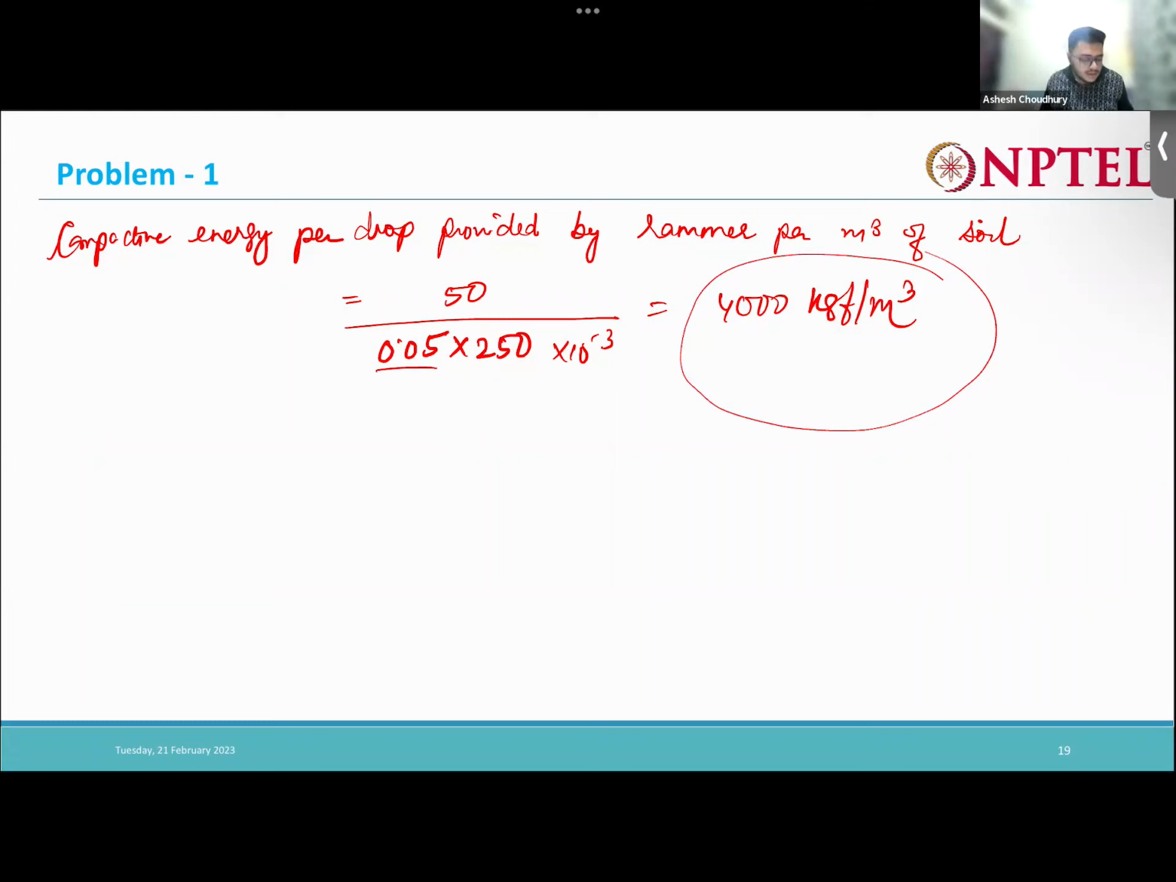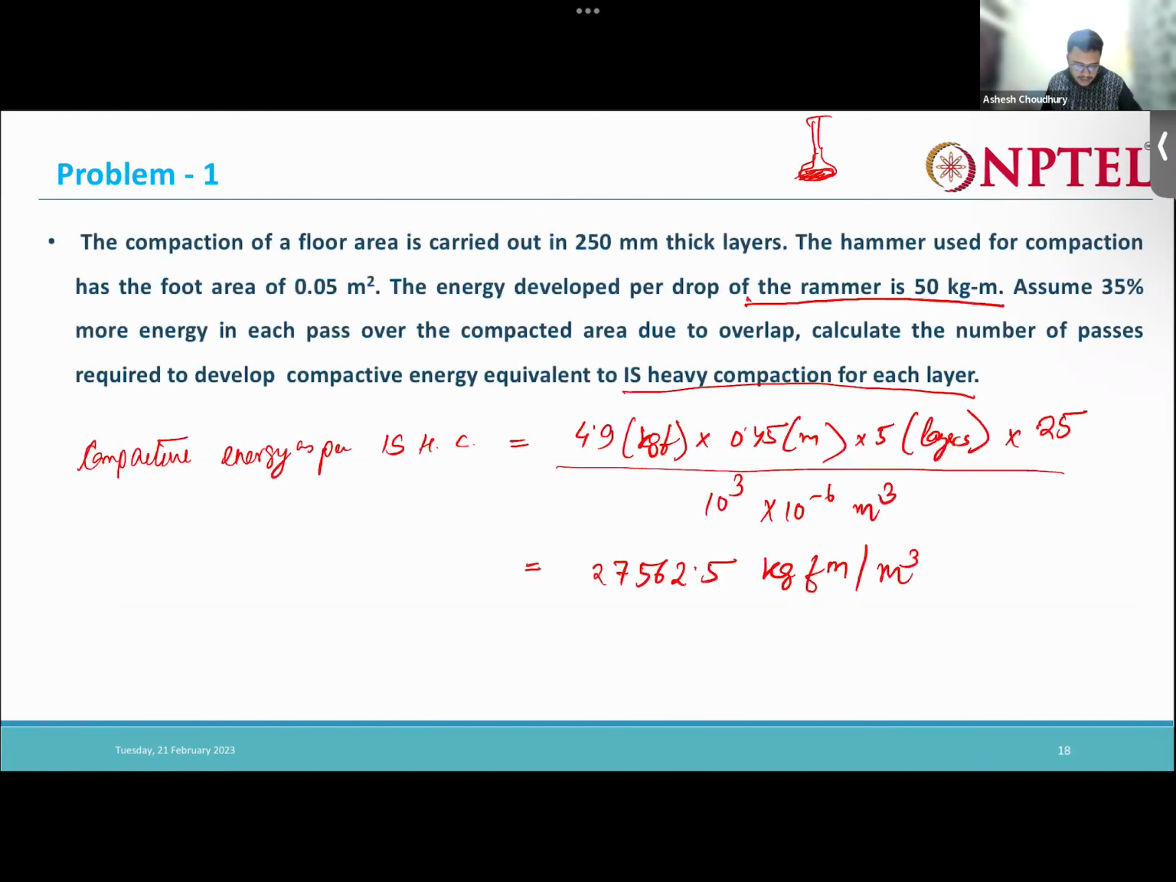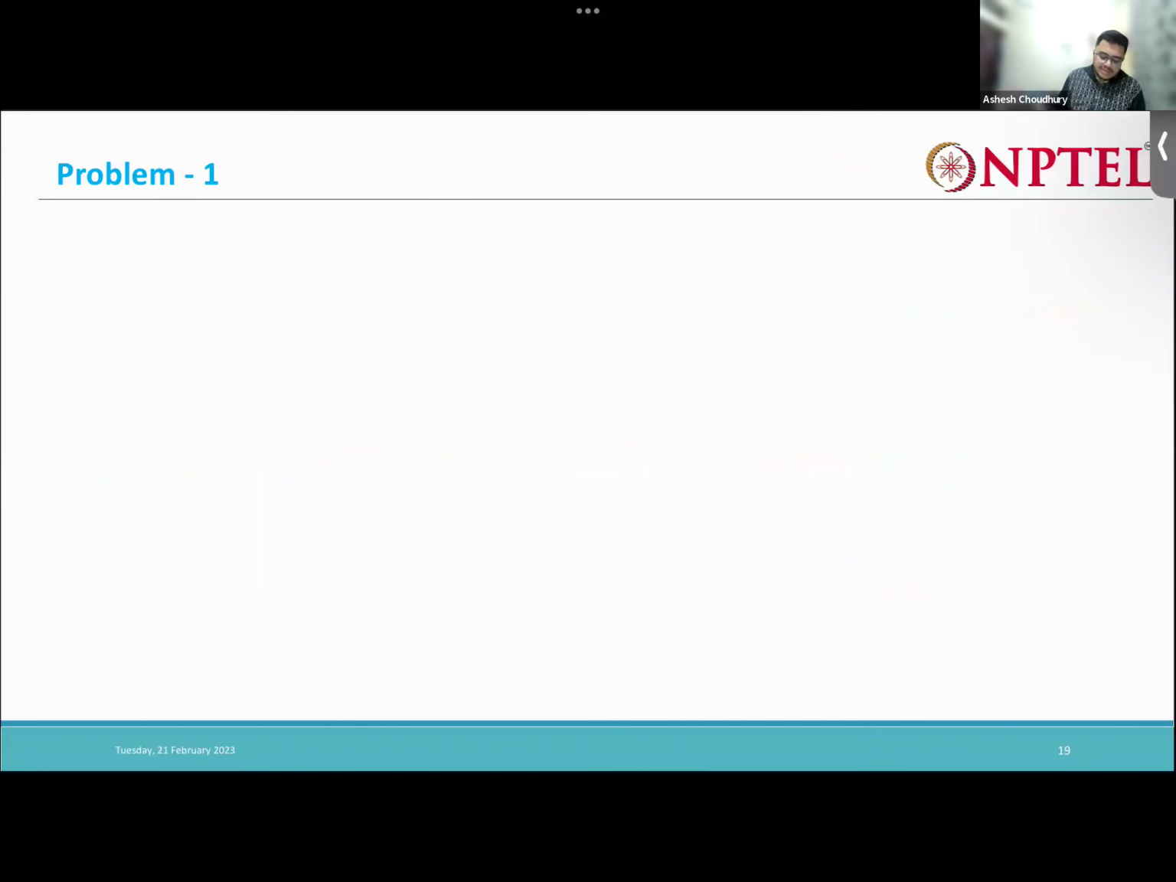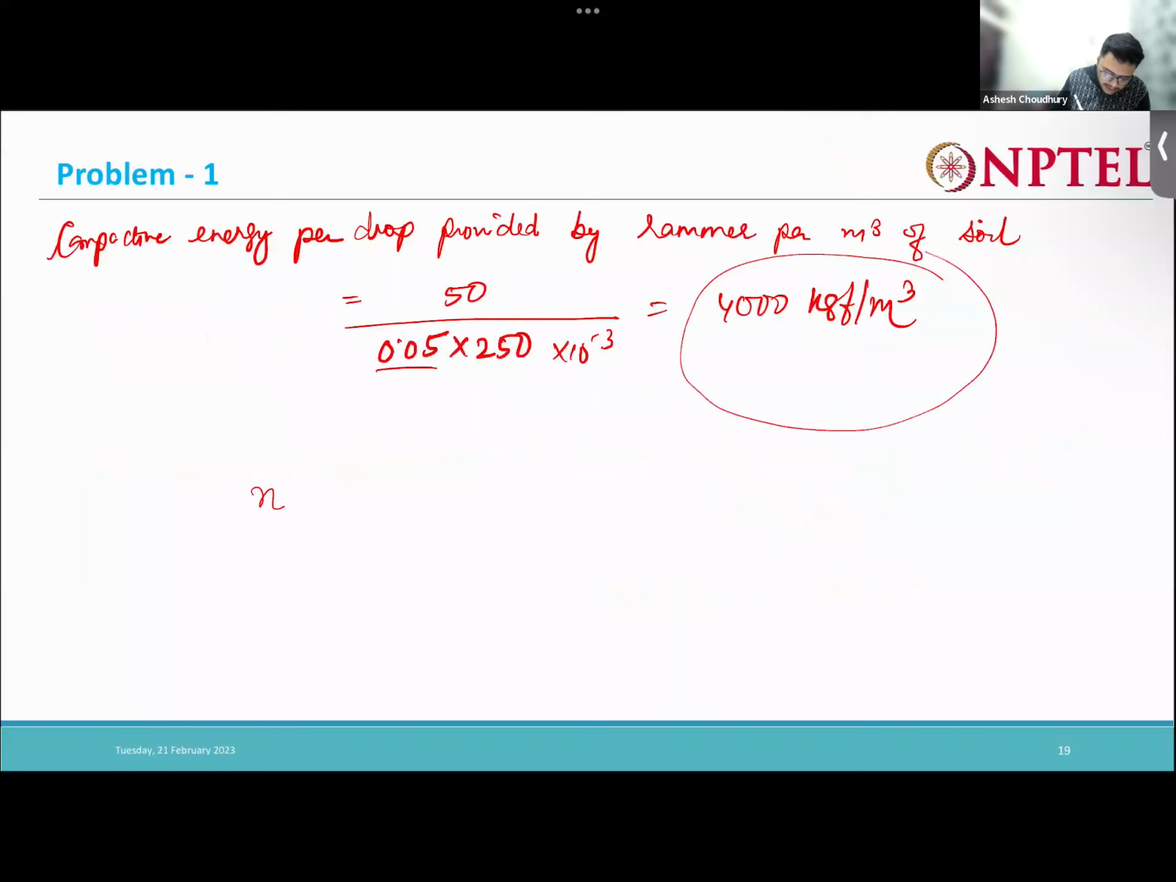That is in one pass of the RMR, and this much is the compactive effort from the heavy compaction test. Now we need to compact our soil using this RMR so that the compactive energy we provide matches that of the IS heavy compaction test. So we will just equate it. n is the number of passes, and one more thing, it is written that 35% more is passed in each pass.